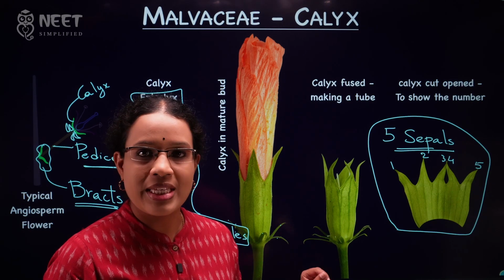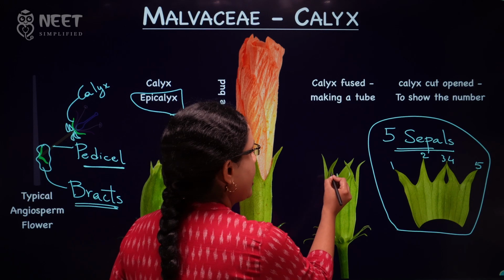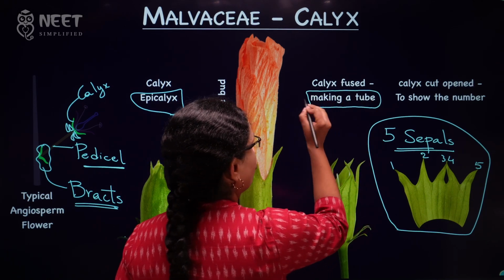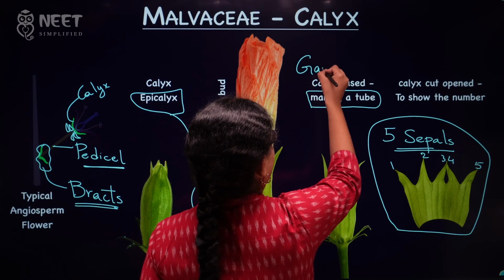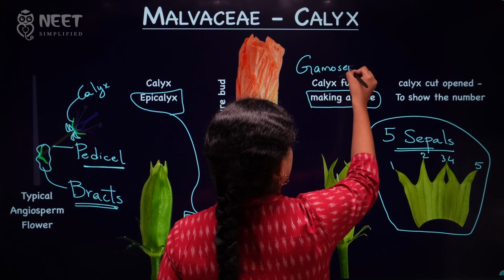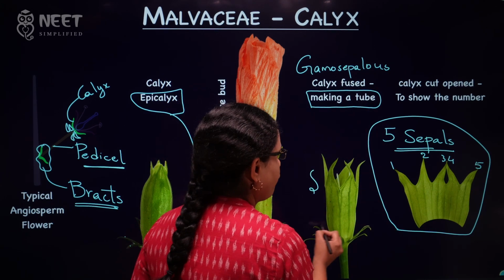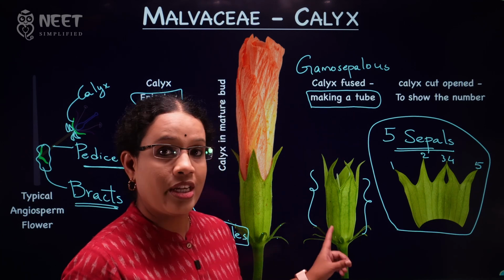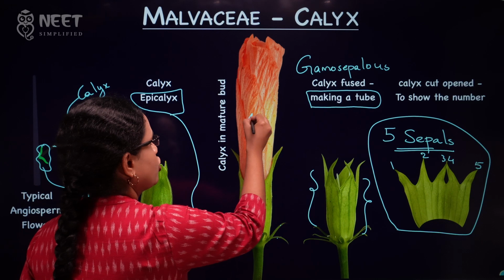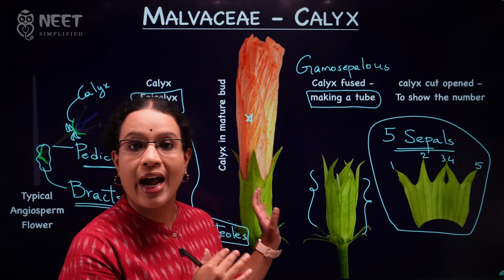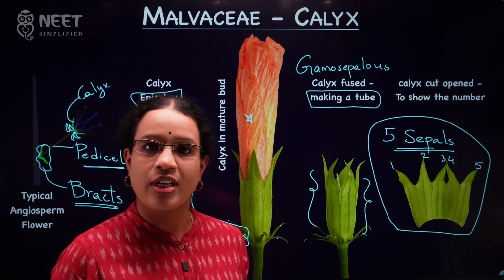And also, you will see that all of these are not individual, isn't it? They are all fused. They are all fused, making a tube. So, we will call this condition gamosepalous. The sepals are fused, hence we call this gamosepalous. And fusing what? Fusing and forming a tube. Right. Now, this tube is going to protect the internal organs. Like you can see here, a mature bud which is being protected by the calyx and also the epicalyx. Yes, now that's about the calyx.